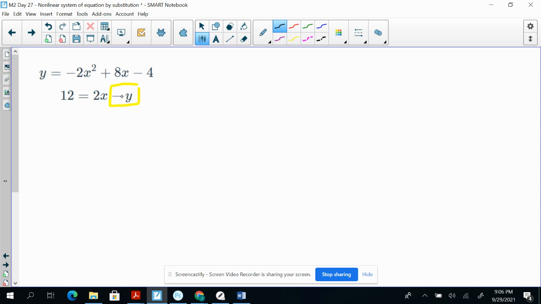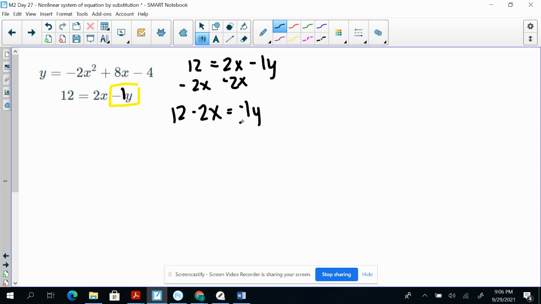You can move the 2x and divide everything by a negative 1, because remember, this is a 1. So 12 equals 2x minus 1y. Subtract 2x from both sides. These are not like terms, so we just end up with 12 minus 2x equals a negative 1y. Divide by negative 1. So we end up with a positive 2x and a negative 12 equal y.